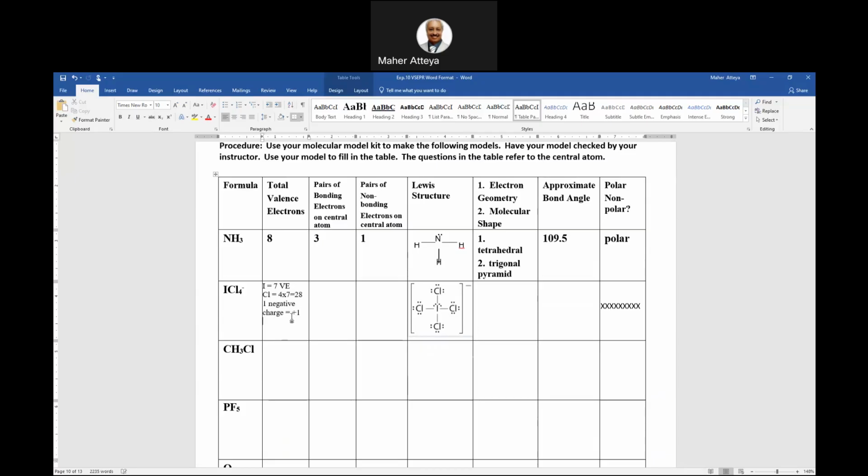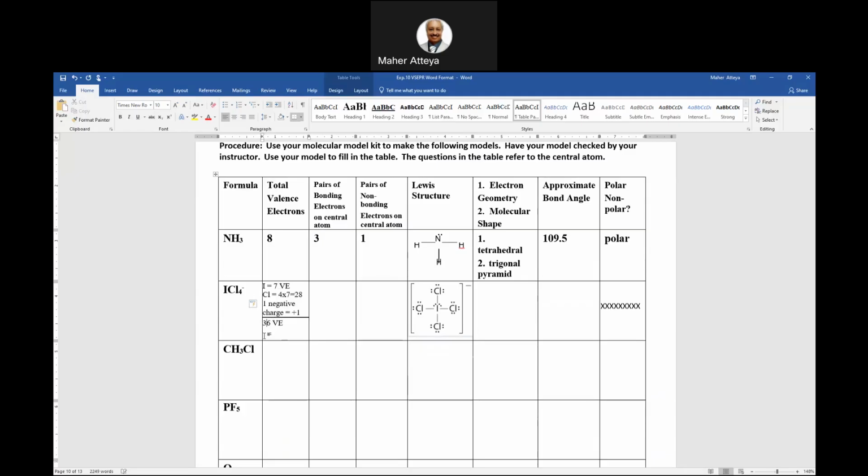So how many total do we have now? We have 7 plus 28, that's 35. 35 plus 1 because it's negative, correct? That's a total of how many? 36 VE. So 7 plus 28 is 35, plus 1 is 36. So we have a total of 36 electrons.